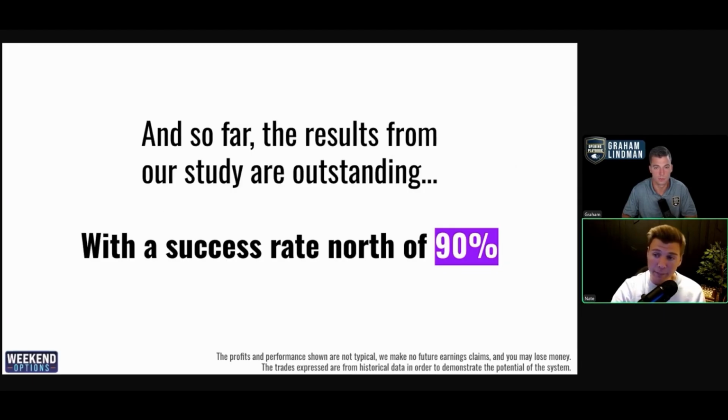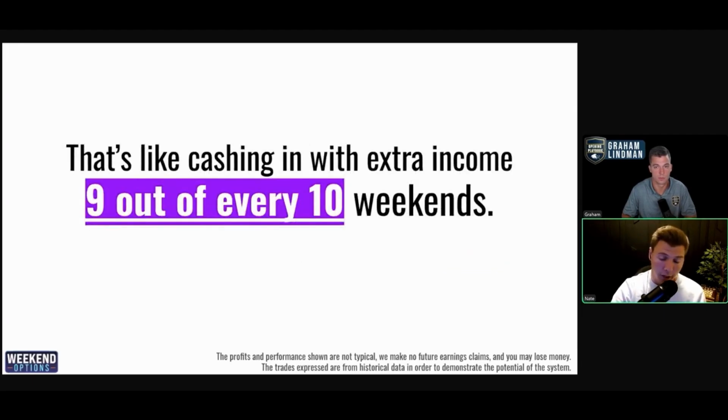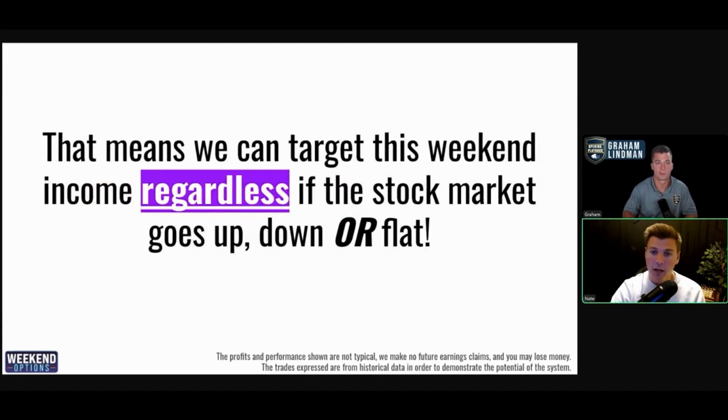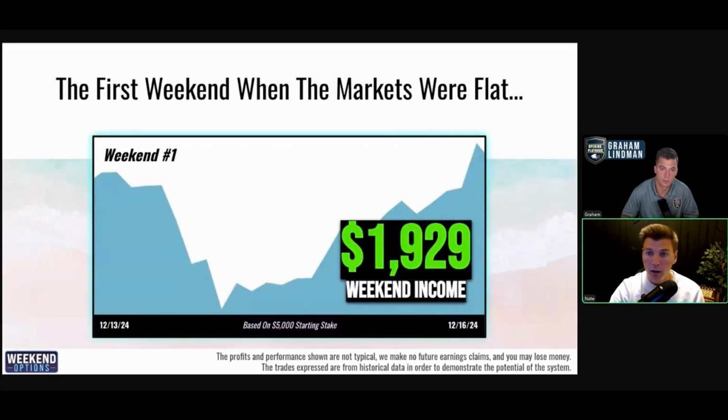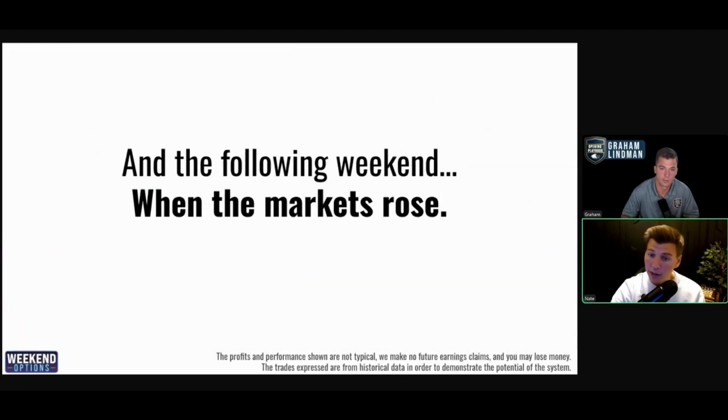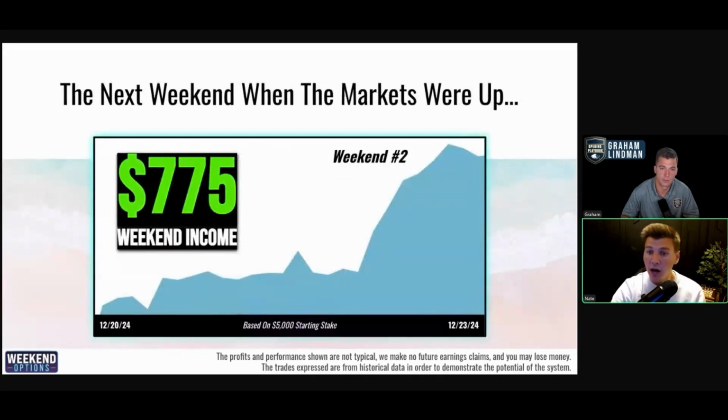Success rate north of 90% from the study. Nine out of 10 so far going all the way back, and 10 out of 10 so far on the live money trades, which means we can target this weekend income regardless if the stock market goes up, down, or flat. So take the first week of December, for example. First week, the market was flat. See there, it started up, bopped down, finished flat, $1,929 in weekend income. Then we had the next weekend where the market moved up.